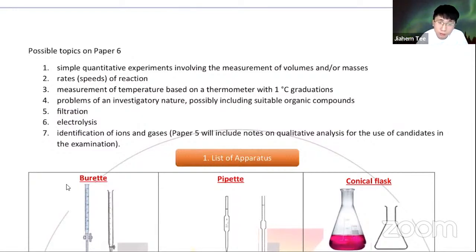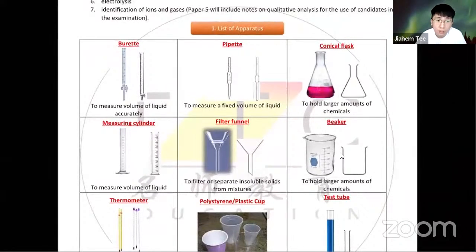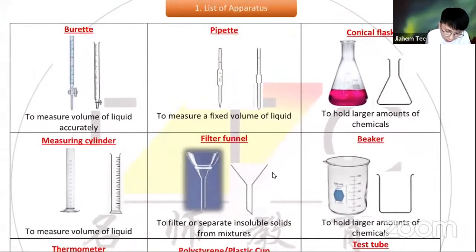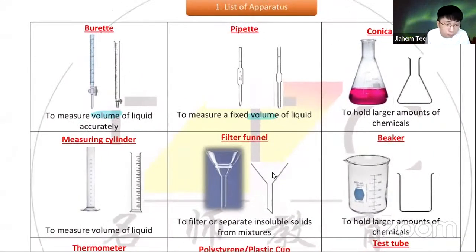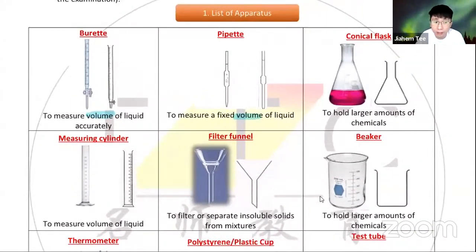The first information here: I split this paper six into a few categories. The first thing you have to do is recognize your apparatus. You can see number one, the list of apparatus. We have your burette and your pipette. Burette and pipette are used to measure volume. That's what we know. But why do we use a burette or pipette instead of a measuring cylinder?